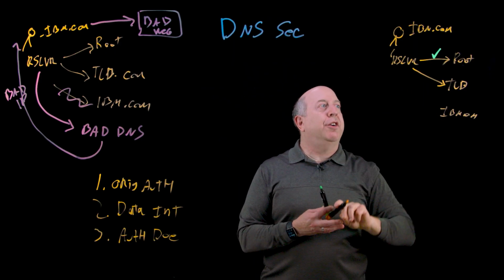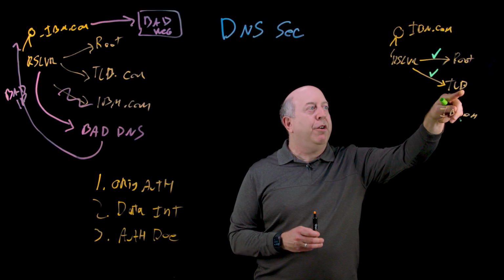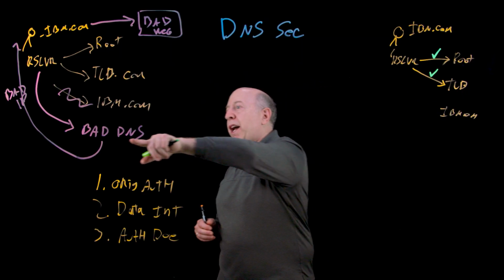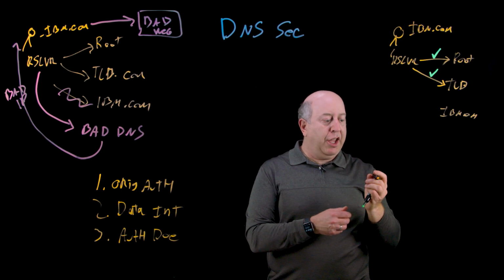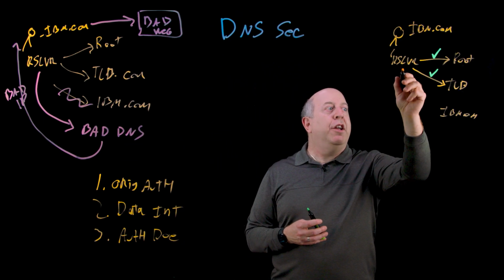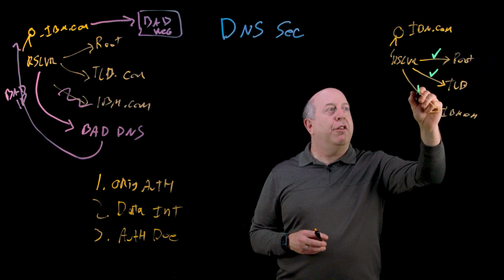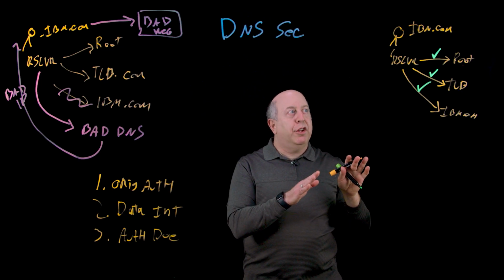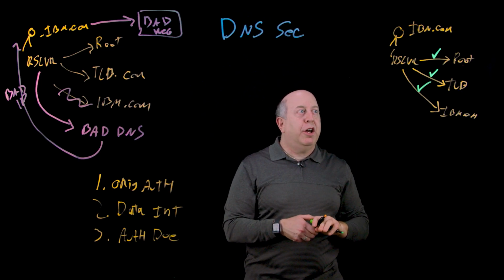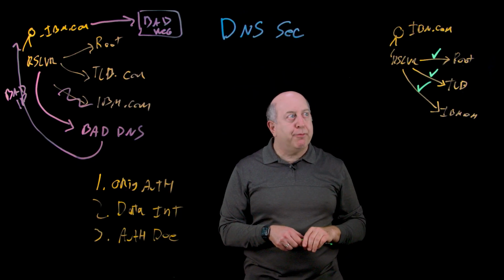Then he talks to the TLD server, and same thing, validates he's talking to the correct server. So stopping the bad DNS server from being injected into the conversation, and he validates he gets the right answer back. And finally, we talk to the IBM.com server and validate that we get the correct answer back. That's a high-level explanation of how DNSSEC works and why you should care about it.